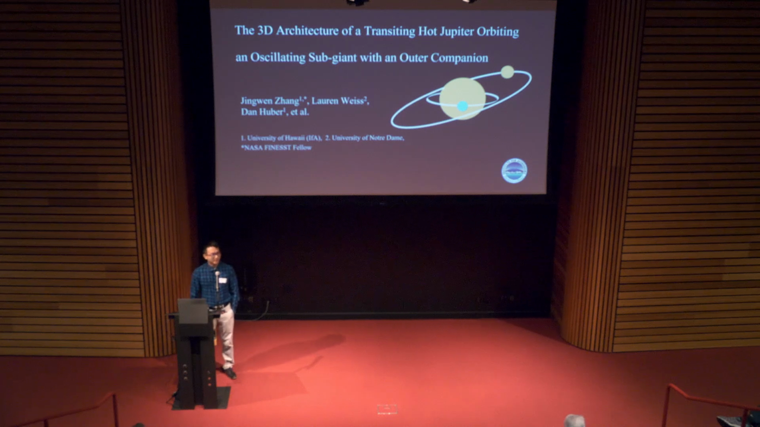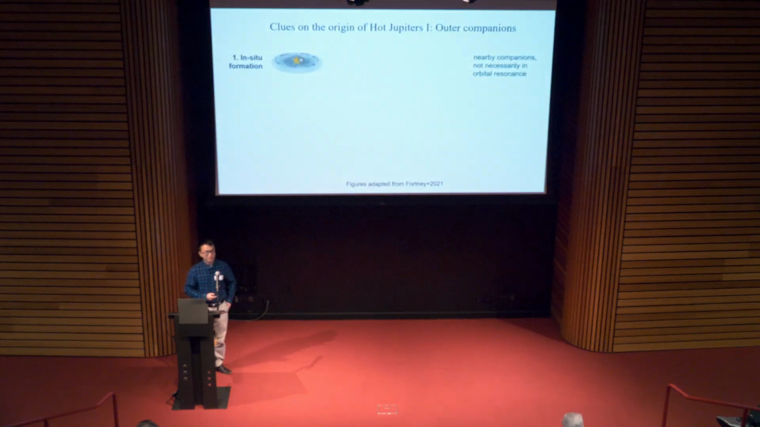So this talk is about characterizing the 3D architecture of a planetary system with a transiting hot Jupiter. So the first hot Jupiter, 51 Peg b, was discovered almost 30 years ago. And today we have a lot of ideas about how these objects form.